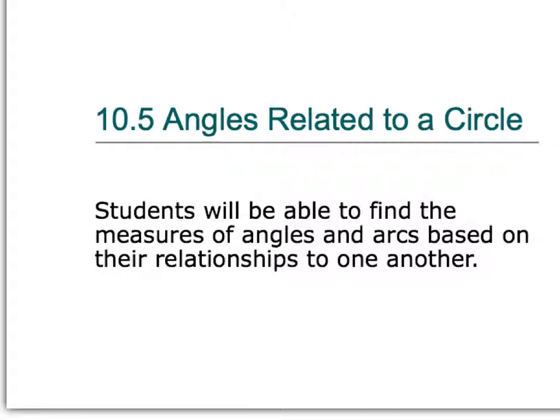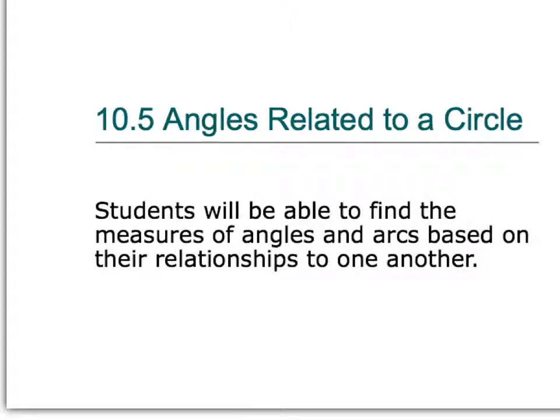Today we're going over section 10.5, angles related to a circle. By the end of this lesson, you should be able to find the measures of angles and arcs based on their relationships to one another. In other words, we have to see where the vertex of the angle is. Is it on the circle? In the center of the circle? In the middle of the circle? Or even outside of the circle? From there, we're going to be able to figure out their measures.